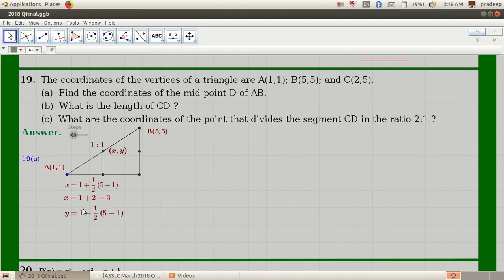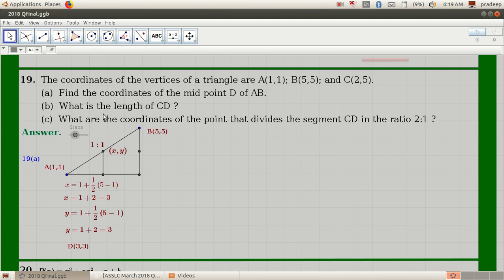Similarly, the y coordinate of this midpoint is obtained by adding 1 by 2 part of the y difference. The y difference is 5 minus 1. 5 minus 1 has to be divided into two equal parts. Then one part, that is 1 by 2 of 5 minus 1, has to be added to the y coordinate of this point A to get the y coordinate of this point. Therefore, y is equal to 1 plus 4 by 2, that is 1 plus 2, which is 3. Therefore, the coordinates of this point D are (3, 3).